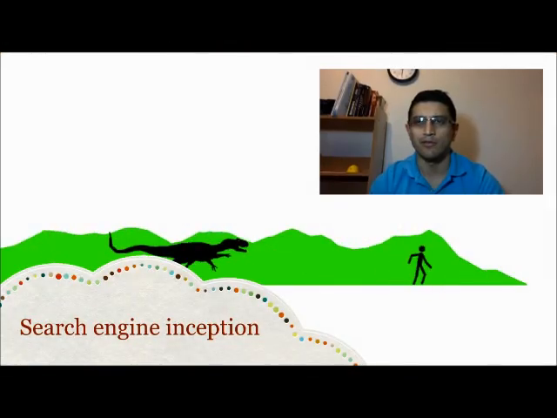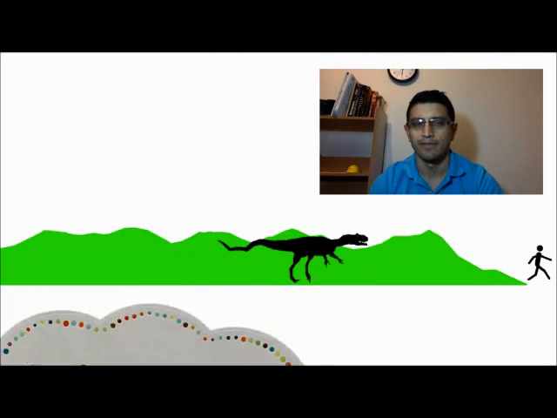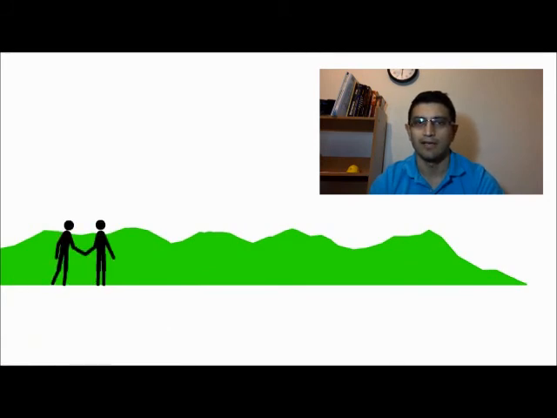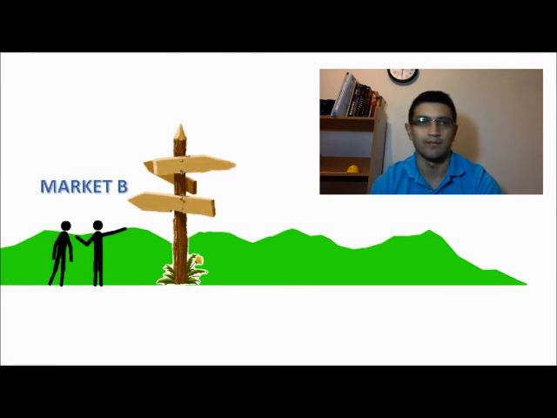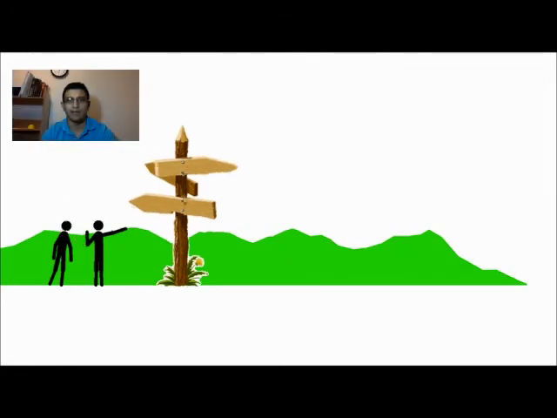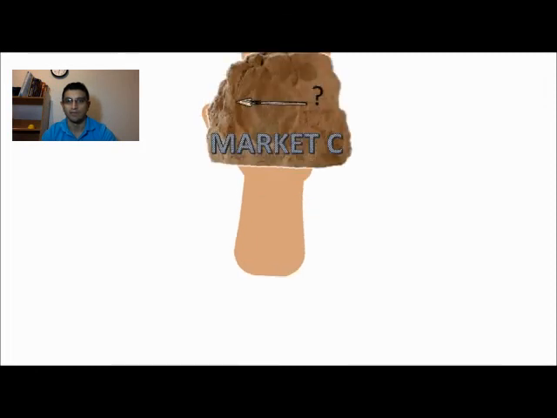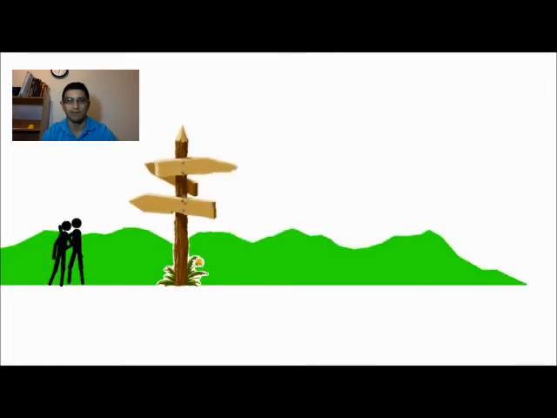Let's imagine a person who is looking for a specific thing. In this case, our confused guy is in front of a sign and doesn't know whether to go to market A, B, or C in order to get a spear. Actually, he has the information in his pocket. He grabs what seems like a rock from his pocket and informs the guy that spears are sold in market C.